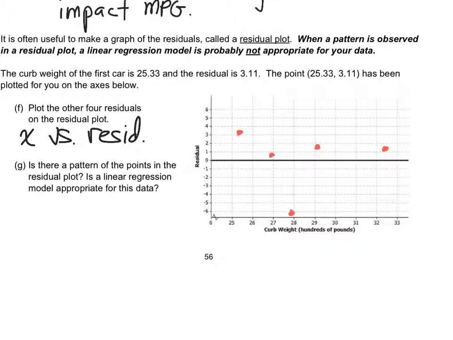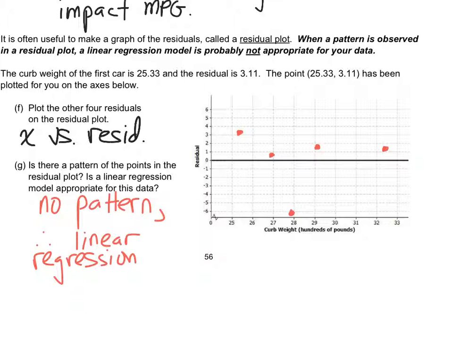Exactly. Is there a pattern of the points in this residual plot? Do you see a pattern? No. No pattern. All right. When a pattern is observed in a residual plot, that means a linear regression model is probably, that's one of our favorite words in stats, probably not appropriate for your data. So context is important, but if you see a pattern in a residual plot, it means a linear regression is not appropriate, which also means that if we don't see a pattern, therefore linear regression is appropriate.